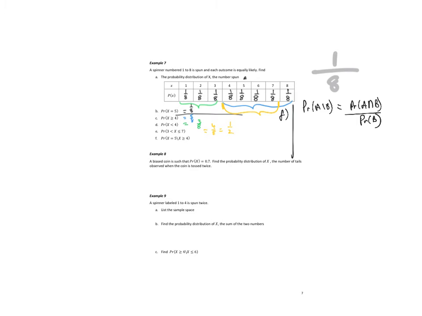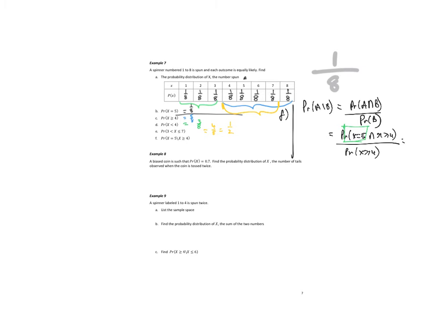So with that in mind, what is A intersection B? That means it's got to be the probability of x equaling 5 and x greater than or equal to 4 over the probability of x greater than or equal to 4. Now, what numbers satisfy the top line? What numbers are equal to 5 and greater than or equal to 4? Well, it's really just one.